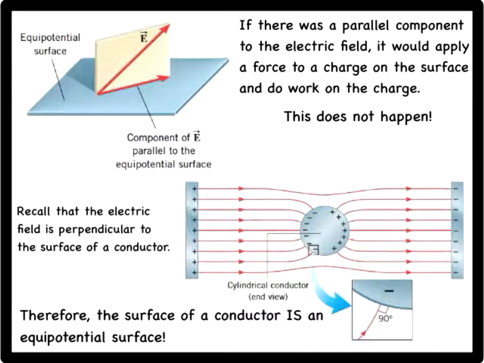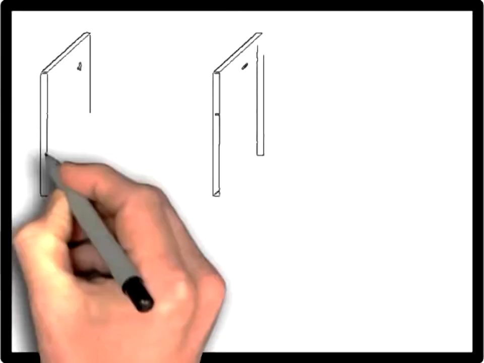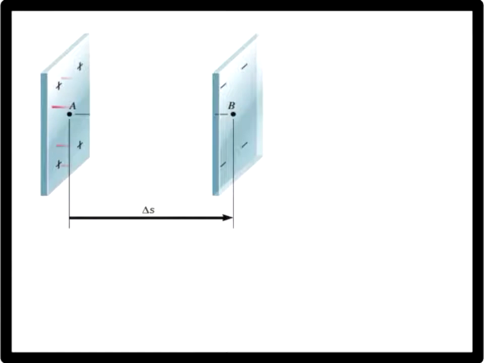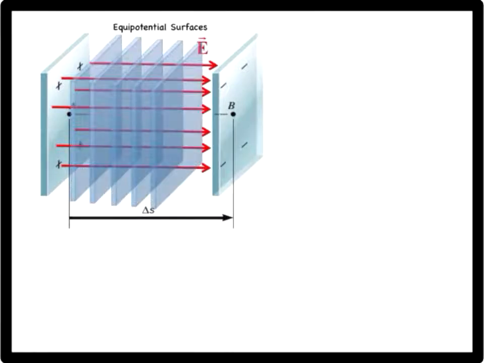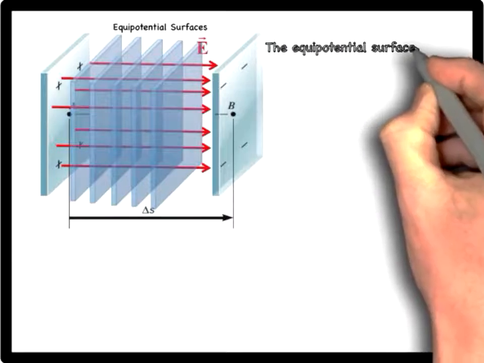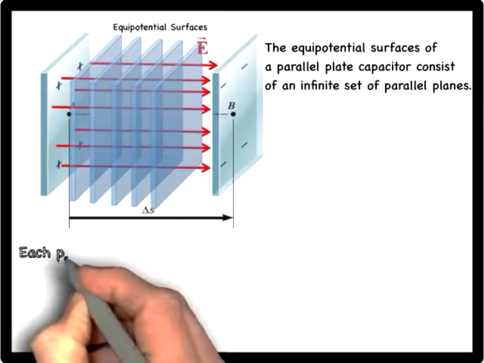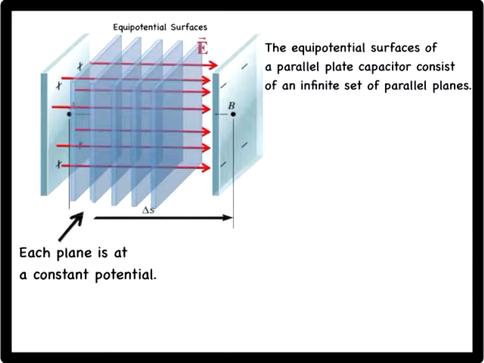Now we want to show that there is a quantitative relationship between the electric field and equipotential surfaces. Consider the parallel plate capacitor. We know a uniform electric field exists between the plates and points from the positive plate to the negative one. We could ask the following question. What do the equipotential surfaces look like between the plates? Knowing that they have to be everywhere perpendicular to the electric field lines, the equipotential surfaces will be composed of an infinite set of parallel planes, where each plane is at a constant potential. Consider point A on the positive plate and point B on the negative plate. The potential difference between the plates, delta V, is given by the following.